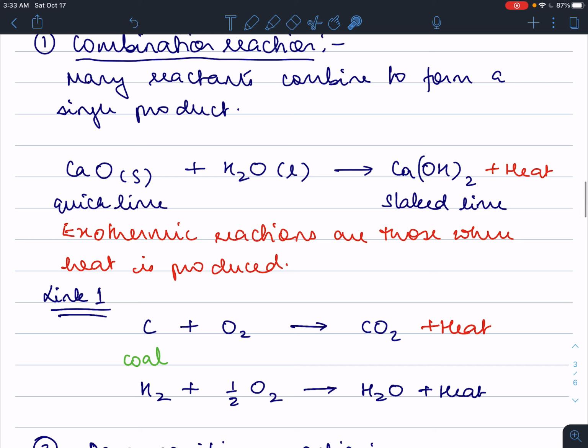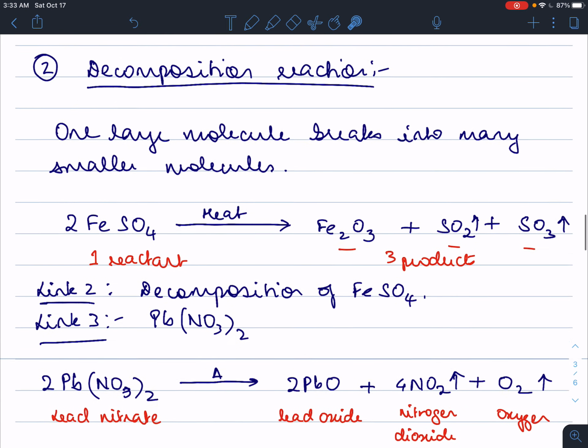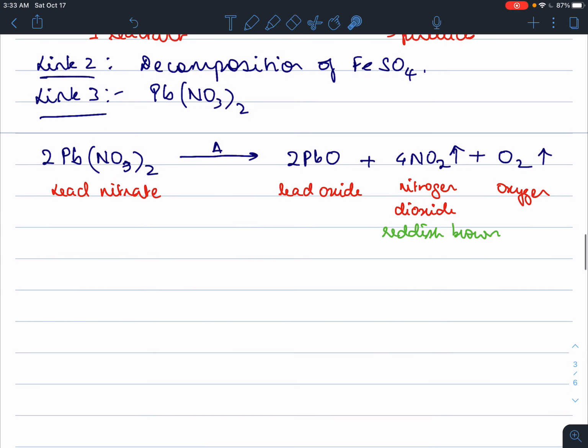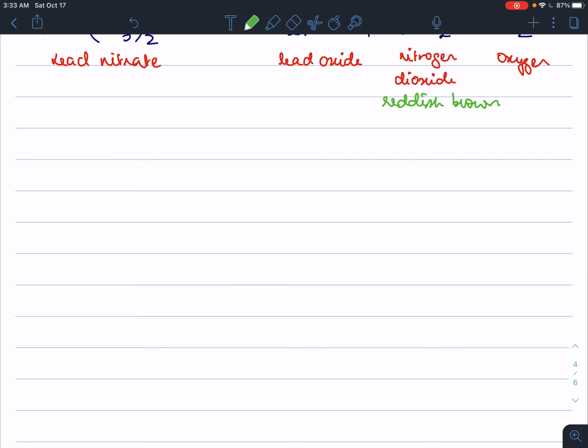Now look at combination. In a combination reaction, you get heat, right? They are exothermic reactions. Heat is generated. But in a decomposition reaction, you have to provide heat because you are taking a molecule that's already there and you're trying to break it. So you have to give it energy. Now note that I say energy and not heat. That is because you can also cause decomposition through electricity.